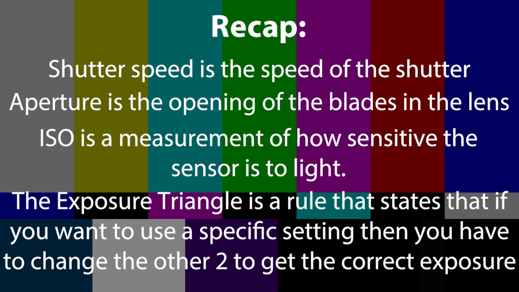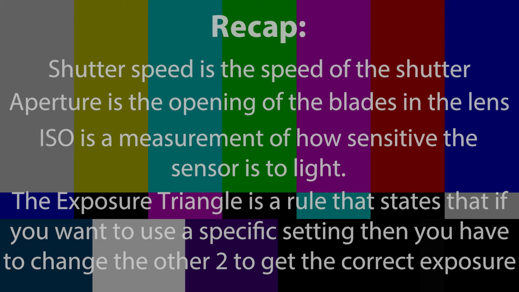The exposure triangle itself is a rule that states if you choose that you want to use, say, a specific shutter speed, then you will have to change your ISO and your aperture accordingly to make sure you get the correct exposure. Okay, so that was the exposure triangle.